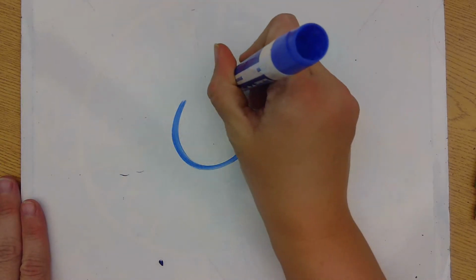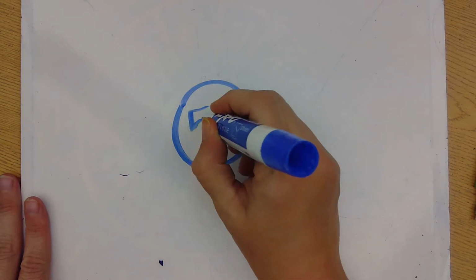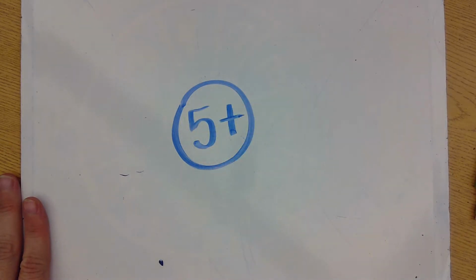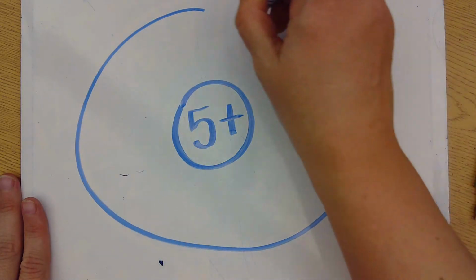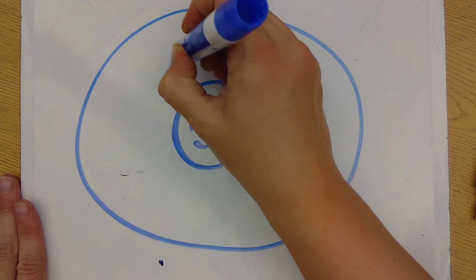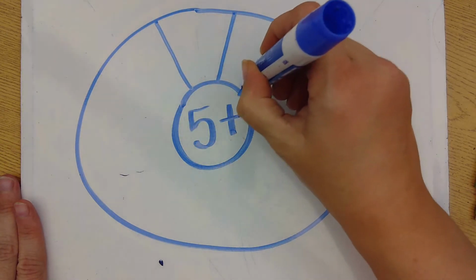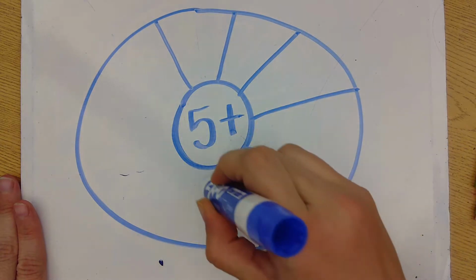First, we start with a smaller circle in the middle, and we put an addend in the middle of it. So let's say we do 5 plus. Then we want to draw a big circle around the little circle. We want to section it off into different parts.